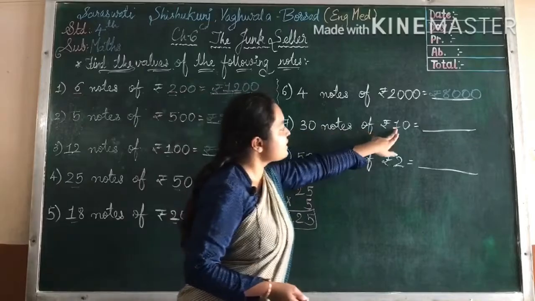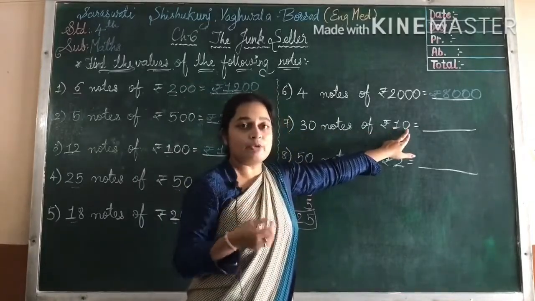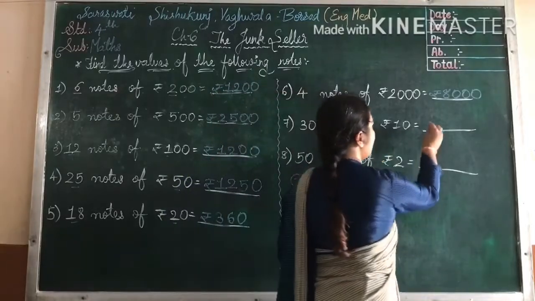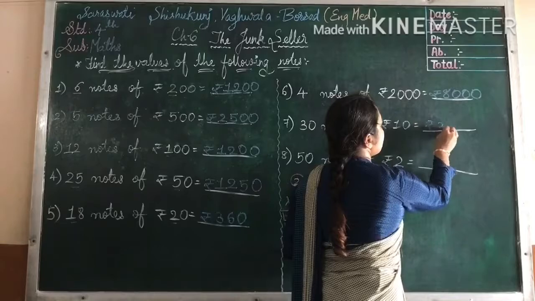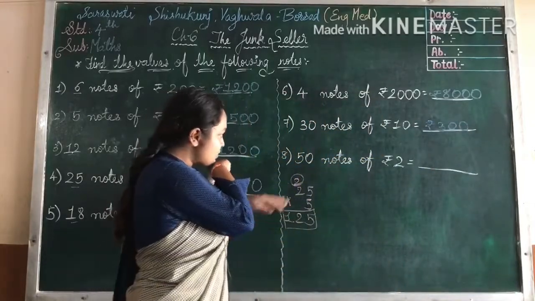So 30 ones are 30 plus this 0, means add this 0. Answer will be rupees 300. Okay. So what we got answer here? Rupees 300. Okay. Let's see the last question.